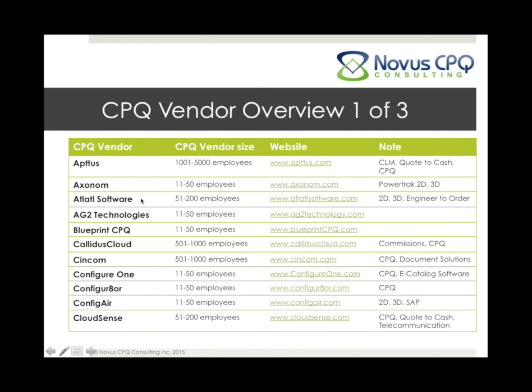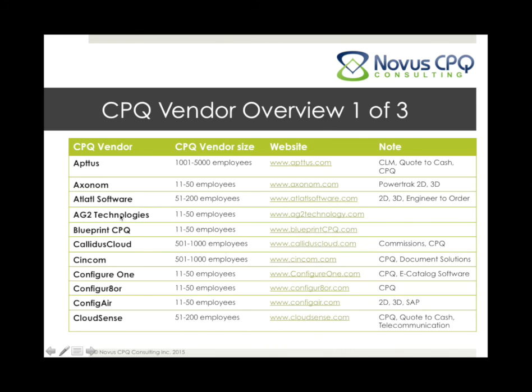Atladel Software, another company that's focused on graphics. They have also grown quite a bit. They are based on the East Coast. Size-wise, they are right between the first two that we have over here. They have engineer-to-order capabilities and a couple of other things. Very nice graphics. So if that's something that you need, then this is a company you should check out.